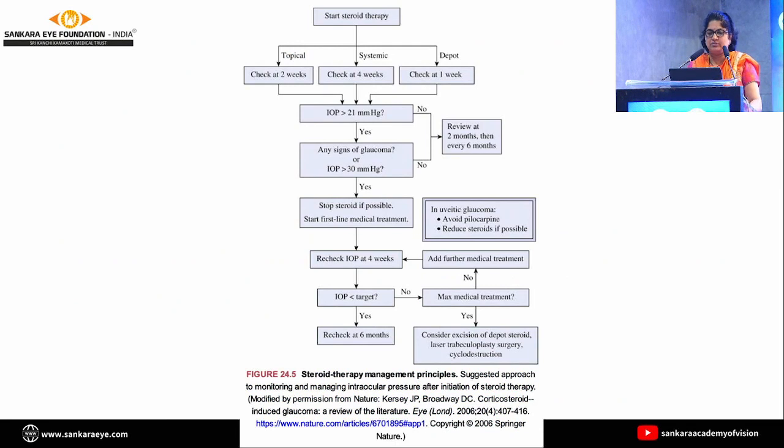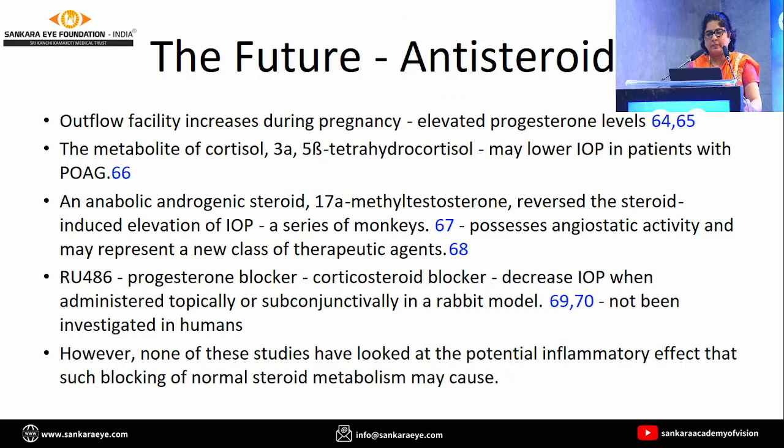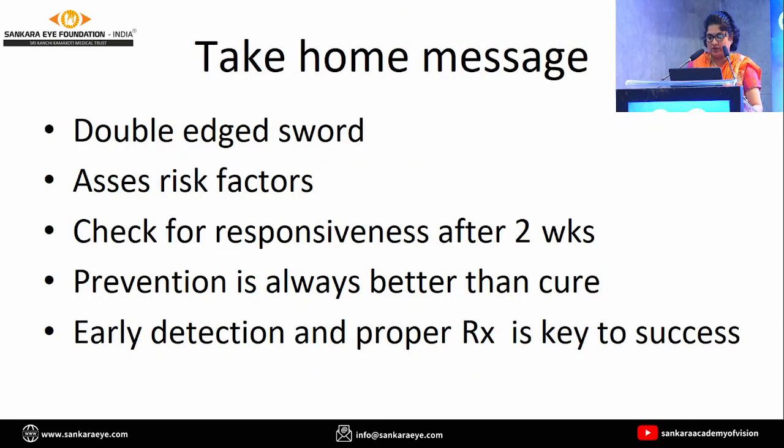And this is the protocol we need to follow for all patients who are on steroids when they have steroid responsiveness. So every 2 weeks you need to follow, and you need to assess the pressure, and if there is any pressure rise you need to start the treatment. And in future maybe anti-steroids may come, but all are in the experimental stage.